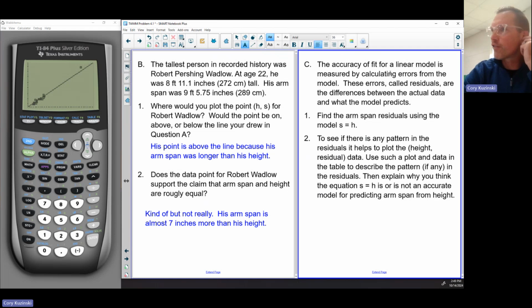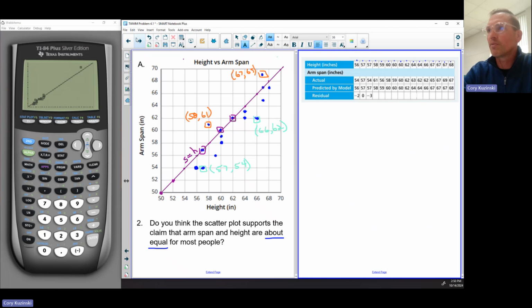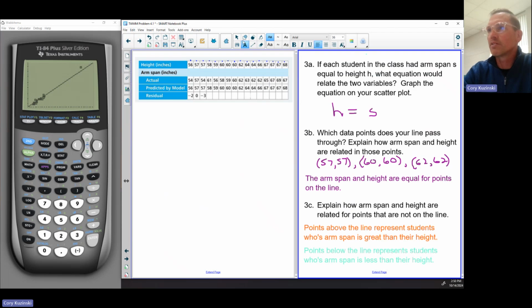The accuracy of fit for a linear model is measured by calculating errors from the model. These errors, called residuals, are the differences between the actual data and what the model predicts. Find the arm span residuals using the model S equals H. Arm span equals height. I got it backwards on this one. That's what we did wrong, so we should fix this one. 3A should be arm span equals height.